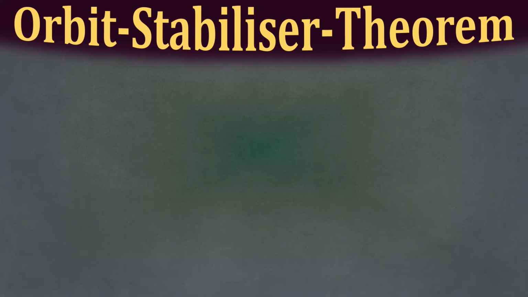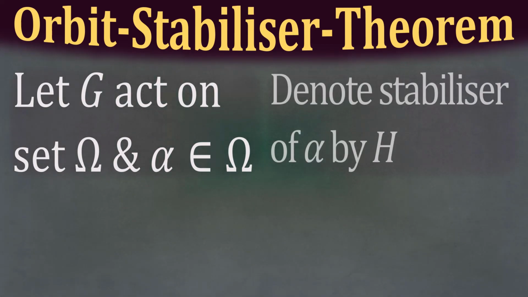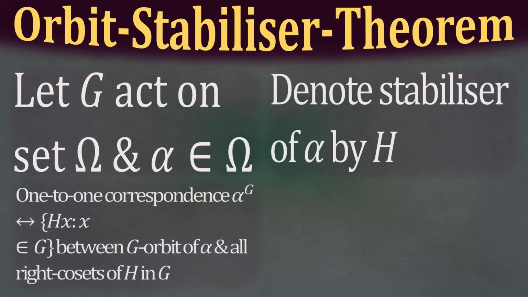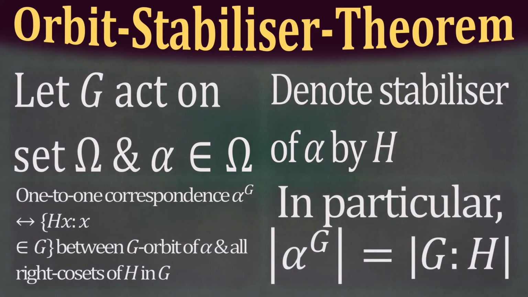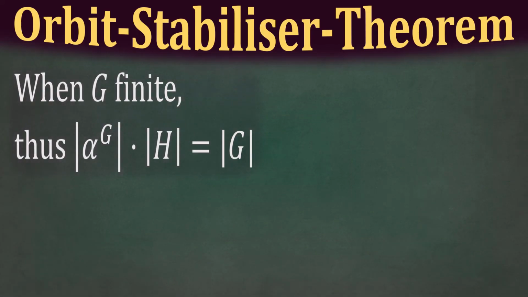These lead to the orbit stabilizer theorem, abbreviated to OST. Let G act on a set omega, and let alpha be in omega. Denote the stabilizer of alpha by H. Then there is a one-to-one correspondence between the G orbit of alpha and the collection of all right cosets of H in G. In particular, we have that the cardinality of alpha to the G is equal to the index of H in G. So, when G is finite, we thus have that the cardinality of alpha to the G times the cardinality of H is equal to the cardinality of G.